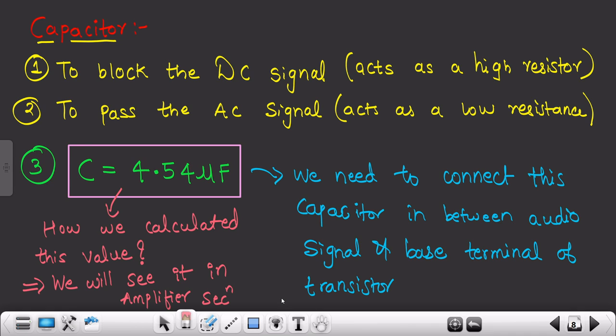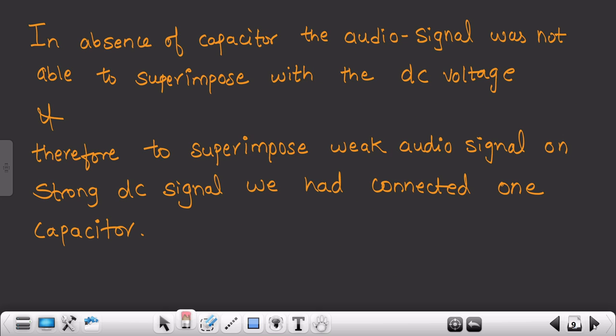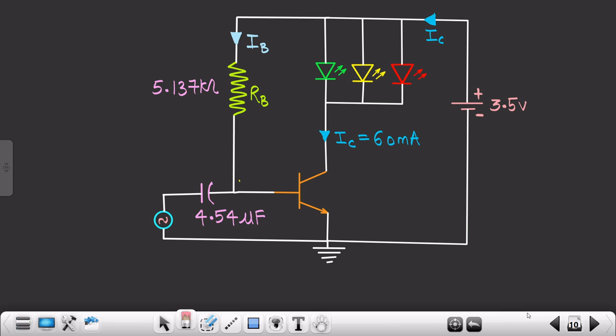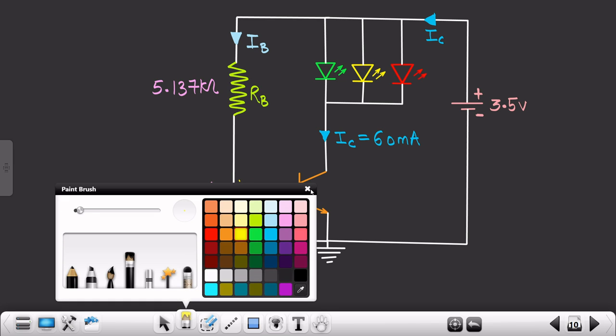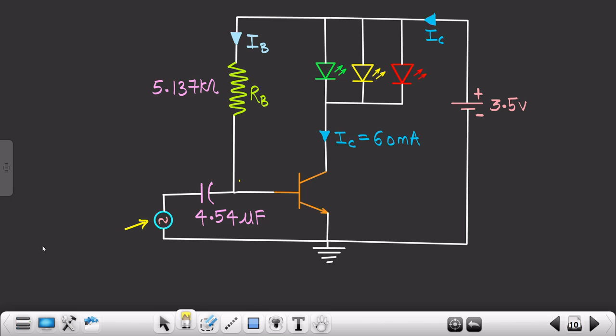So I hope up till here each and everything is crystal clear to you all, okay. As you can see, now our circuit is completed by connecting this 4.54 microfarad capacitor, and this is your audio signal. Let me write over here, this is my audio signal, which should be strictly in the wave format, okay.